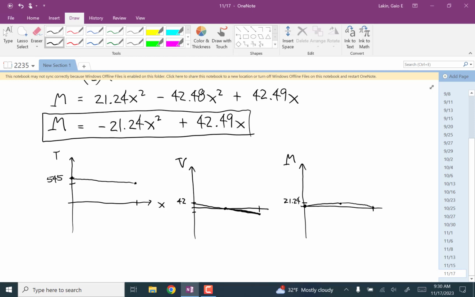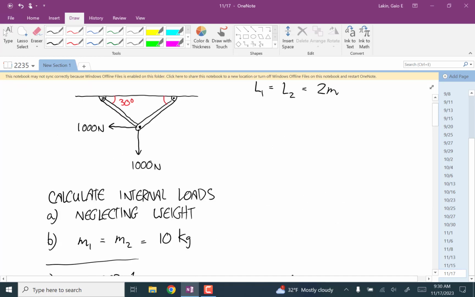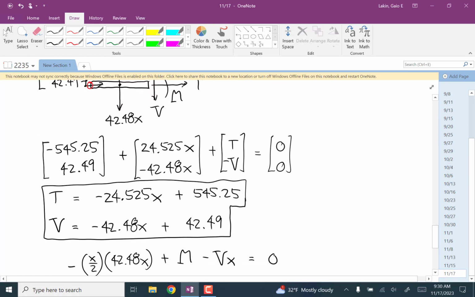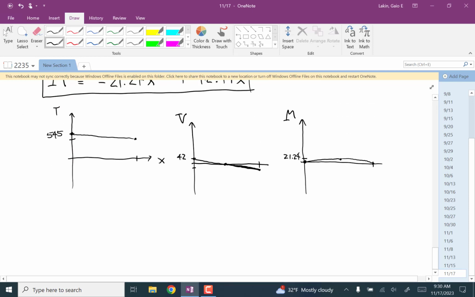So compare that to the answers we got before. The V and M before were zeros. Now we have these small values, but they do fluctuate as you go. And for the internal tension, before we got 422. Well, now we get a bigger tension than that the whole time, but it fluctuates a little bit as you go.